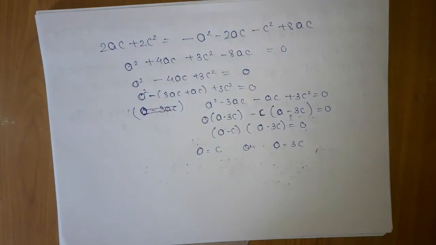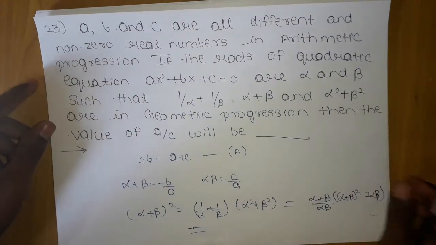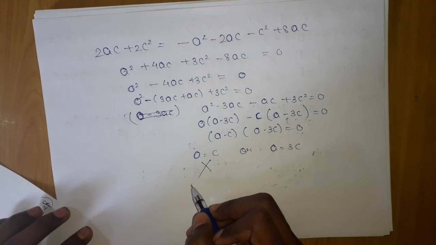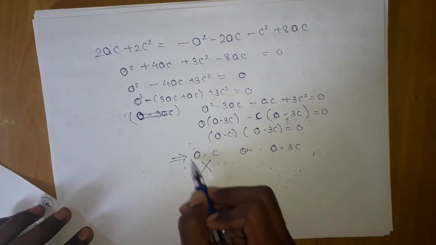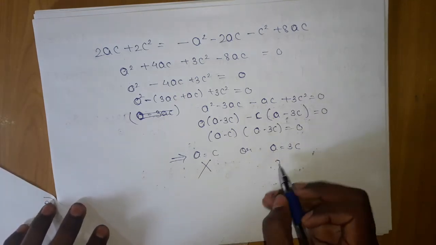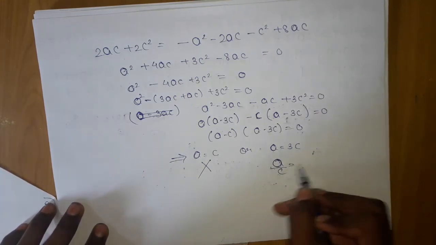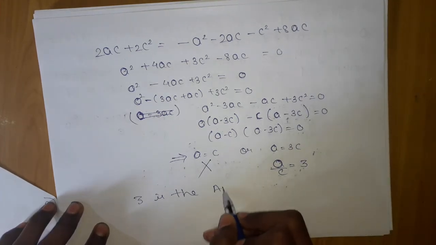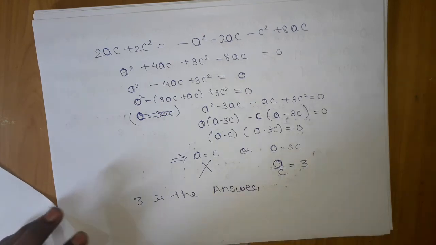Now if you see the question properly, they are telling us that a, b and c are all different and non-zero real numbers, so how can they be equal? So this condition, a equals c, will be rejected, and from here we get a by c. We want a by c, so a by c will be equal to 3. So 3 is the answer, okay guys, 3 is the answer. So let's move on further.